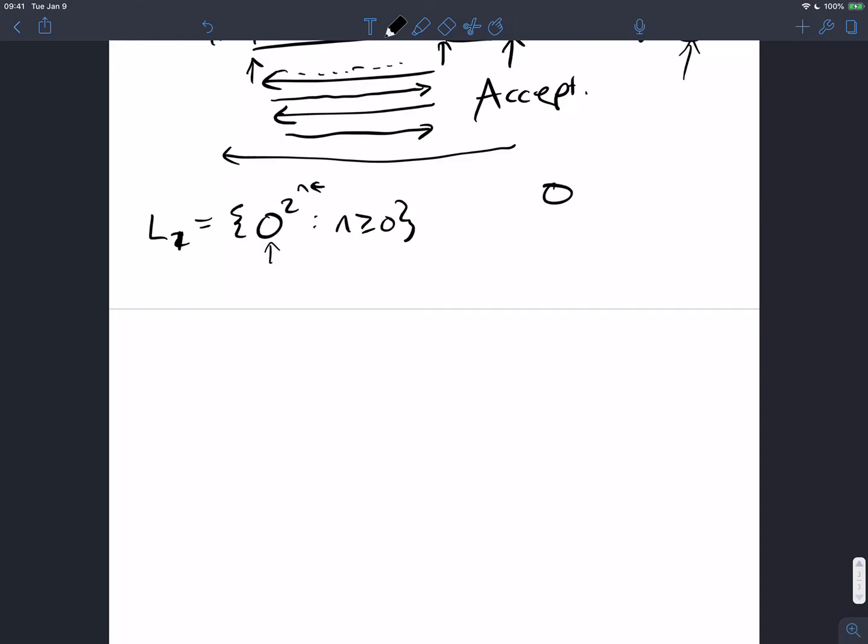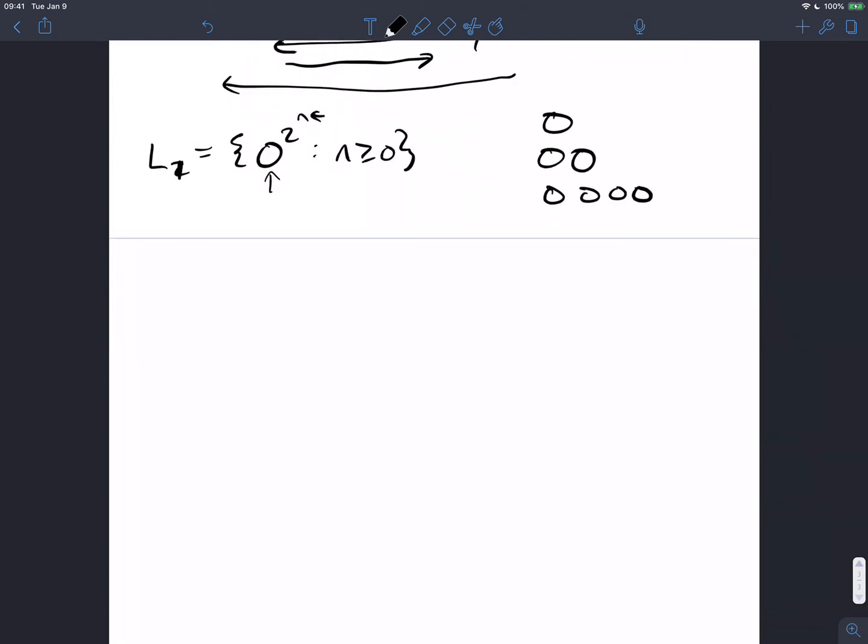For example, 0's are in there because 2 to the 0 is 1. 2 to the 1 is 2, so 2 zeros are in there. Is 3 zeros in there? No, 4 is in there, and then 8, and then 16, and so on. So if I give you a whole bunch of zeros on the input, how do you tell if it's a power of 2 or not?